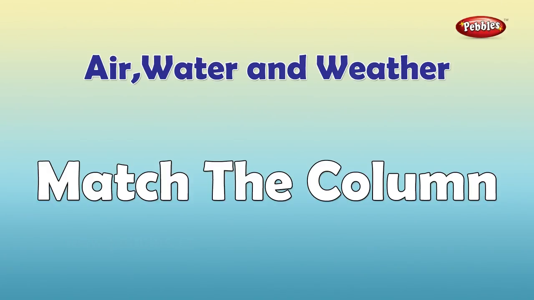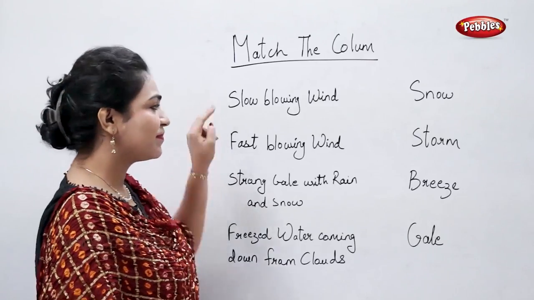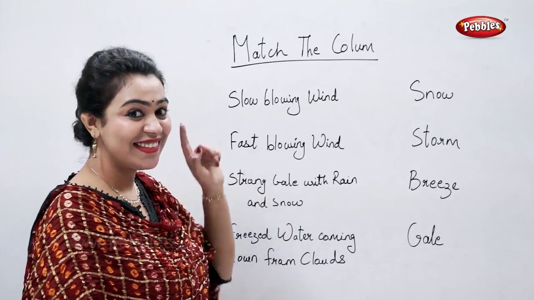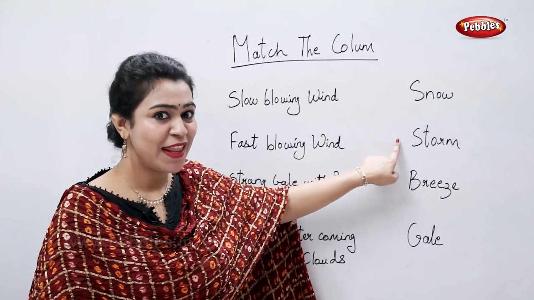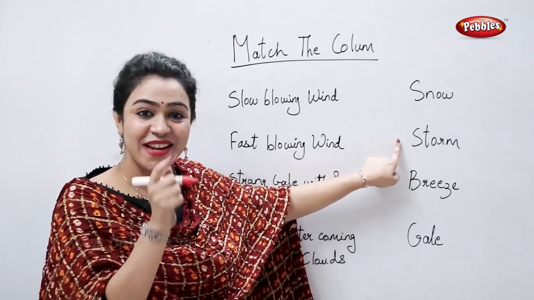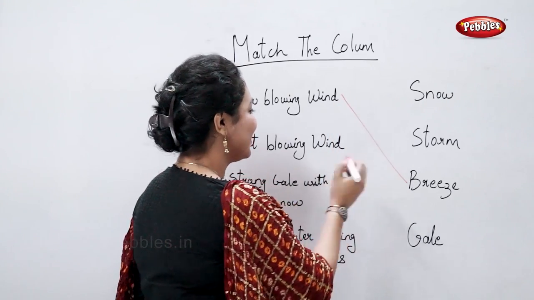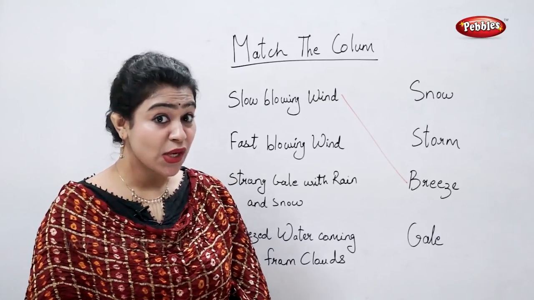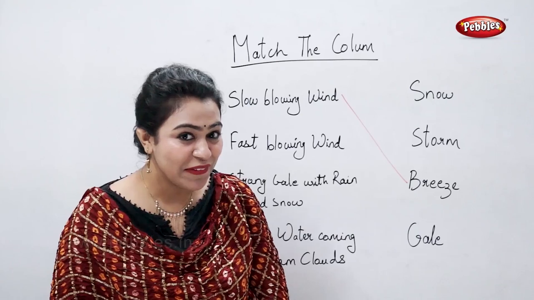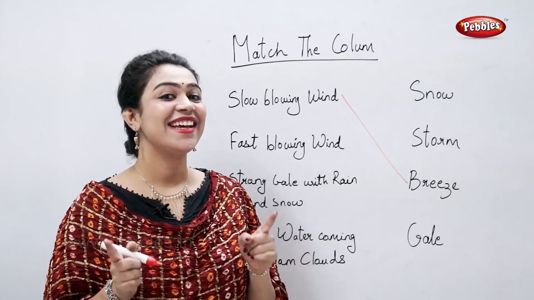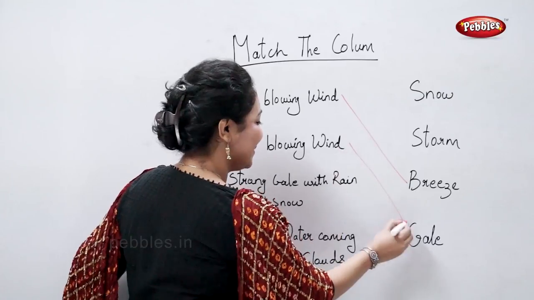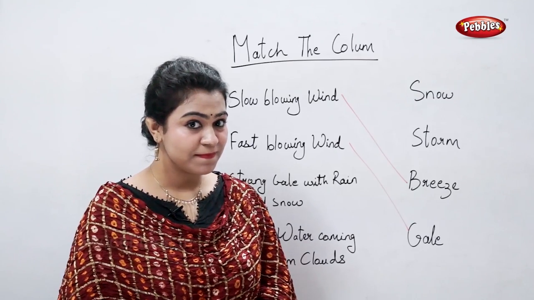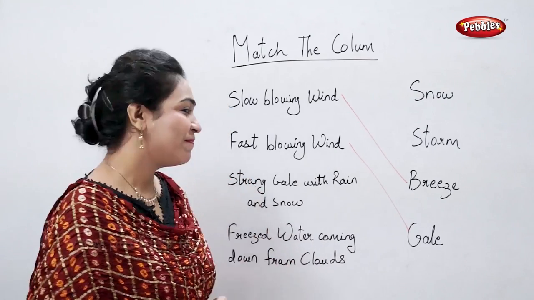Match the column. Slow blowing wind. Come on, students. Tell me, what is slow blowing wind called? Is it storm? No, it's breeze. Fast blowing wind. Tell me, fast blowing wind is called? Is that snow? No, that's gale. Strong gale with rain and snow. That's storm. Perfect.